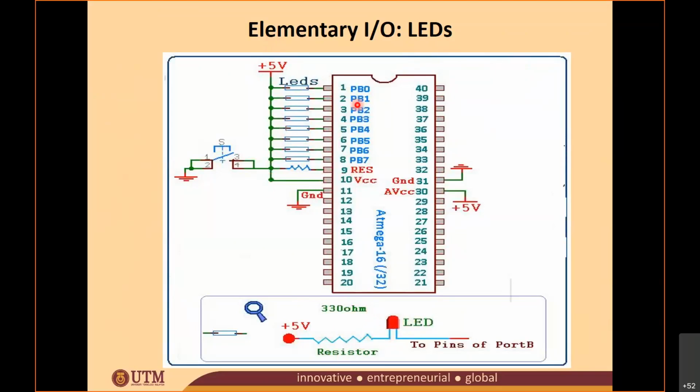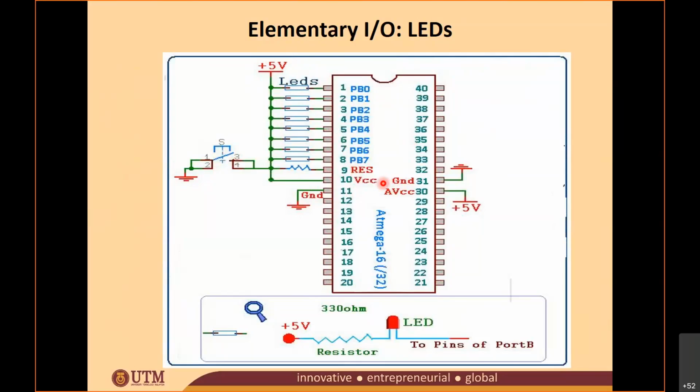For the rest of the pins, for example here, VCC must be connected to VCC, which is 5 volts. Pin 11 needs to be connected to ground. Pin 31 is also connected to ground. Pin 30 goes to your VCC, and pin 9 must go to your reset button. Then your Atmega 32 will work.